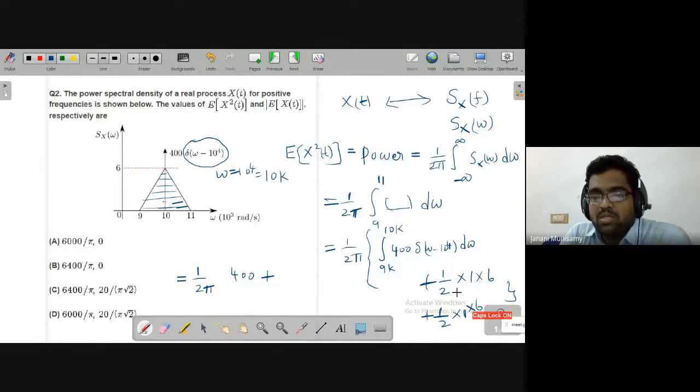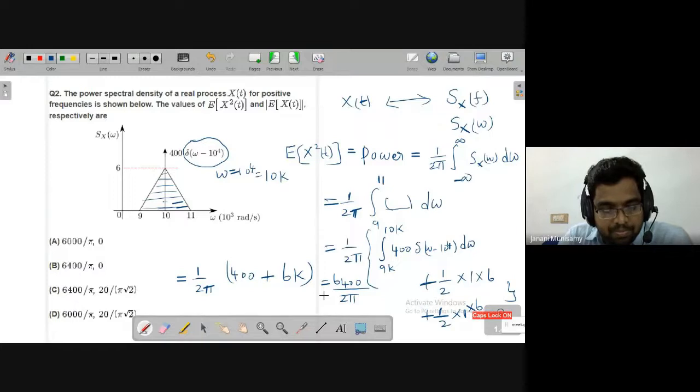12 by 2 is 6. Already it is in the k scale, so 6k. So 6000 plus 400 is 6400, divided by 2 pi.